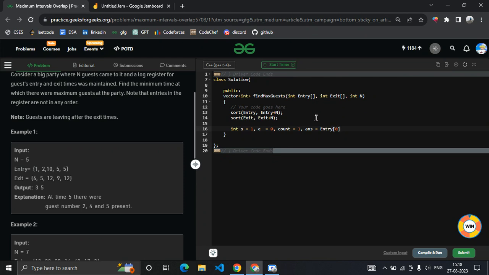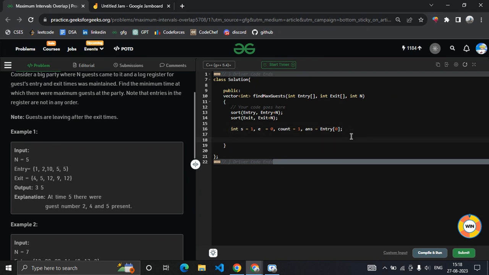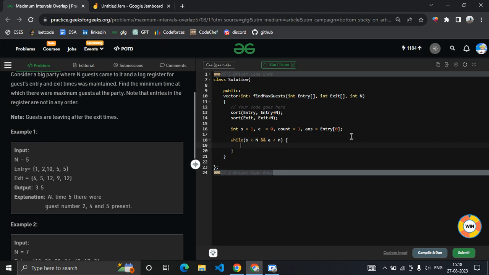Now I think count and answer, everything is declared. Now what? Now we have to traverse through the given arrays. So while start should be less than n, and end should also be less than n. Now what?